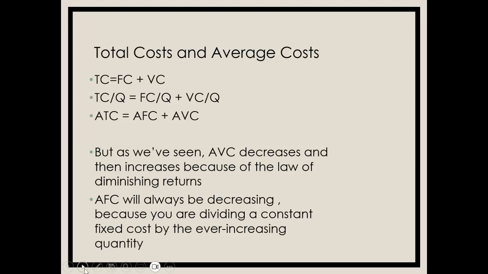Okay, so total cost equals fixed cost plus variable cost. Average total cost equals average fixed cost plus average variable cost. Now let's break down these average cost curves and what they look like. As we've seen, average variable cost decreases and then increases because of the law of diminishing returns. In other words, it has a U shape. Average fixed cost, on the other hand, will always be decreasing because you are dividing a constant fixed cost by an ever-increasing quantity.